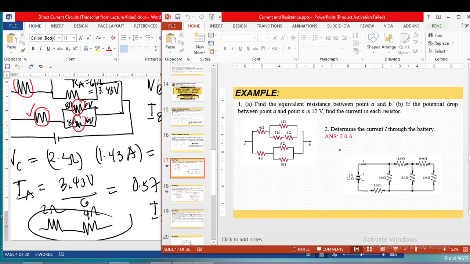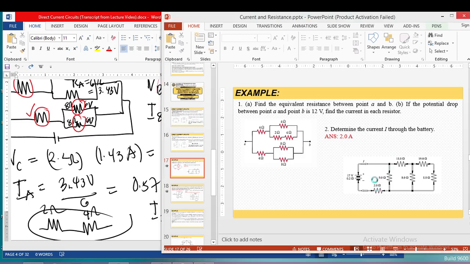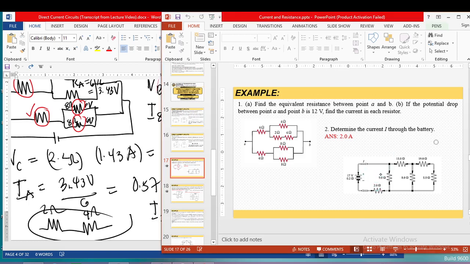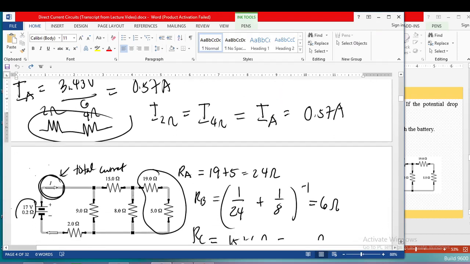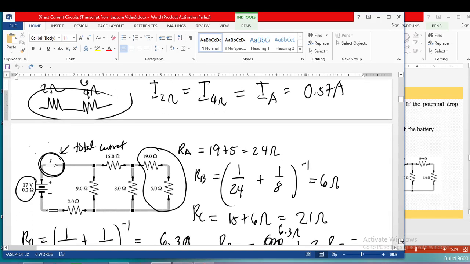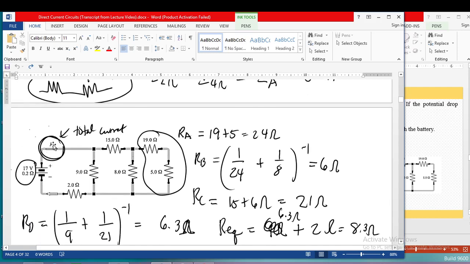So next we have to determine the current I through the battery. Okay, so we have the given circuit diagram. So what we need to find is the total current I. The I here is actually the supplied current from the battery of 17 volts with an internal resistance of 0.2 ohms. So it has an internal resistance, so it is no longer an ideal source, unlike our first circuit diagram. So I here is actually the total current.